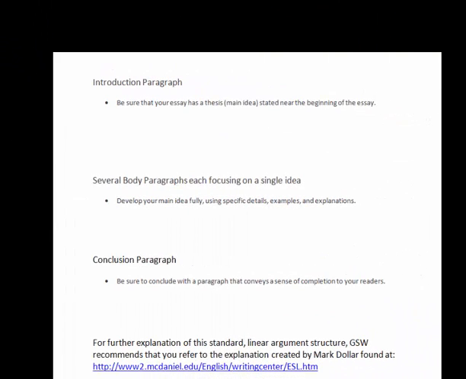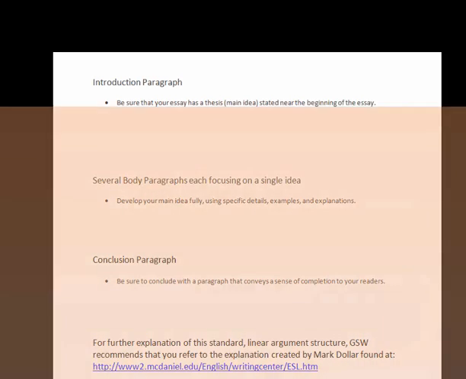There are several common elements in many aspects of Western writing. Three of them will be discussed here. The first is that almost all academic writing contains an introductory paragraph. For your placement essay, be sure that your essay has a thesis or a main idea that's stated near the beginning of the essay.